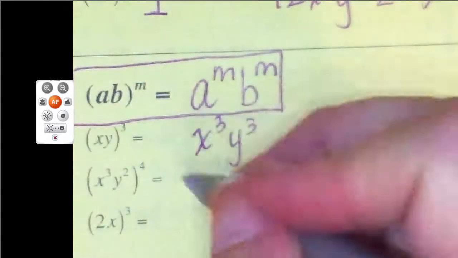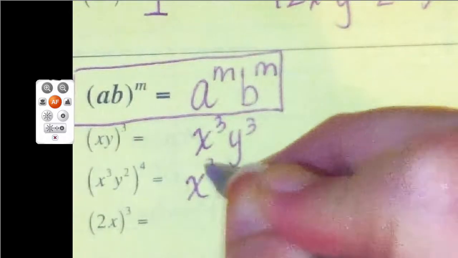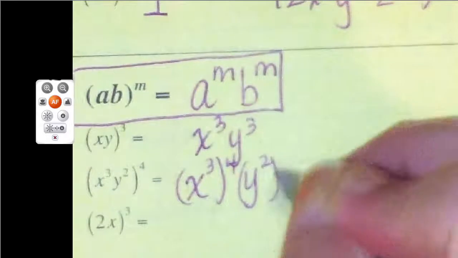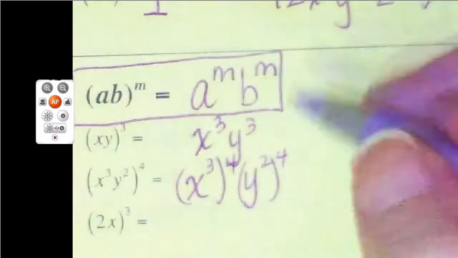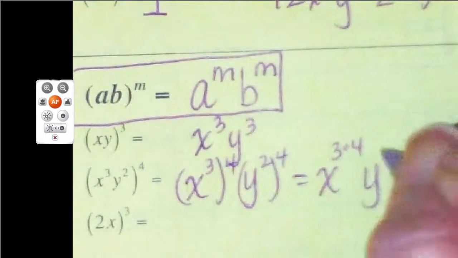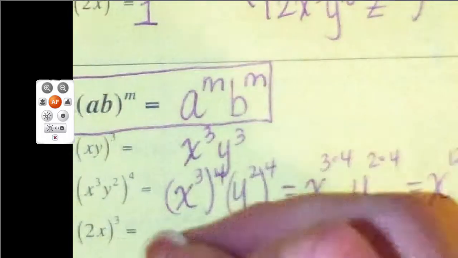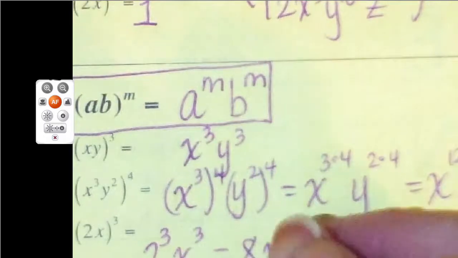X cubed y squared all to the 4th is equal to x cubed to the 4th times y squared to the 4th. Now I use my power rule and multiply those exponents. So that's x to the 3 times 4 times y to the 2 times 4, or x to the 12th, y to the 8th. And 2x all cubed is equal to 2 cubed times x cubed, or 8x cubed.